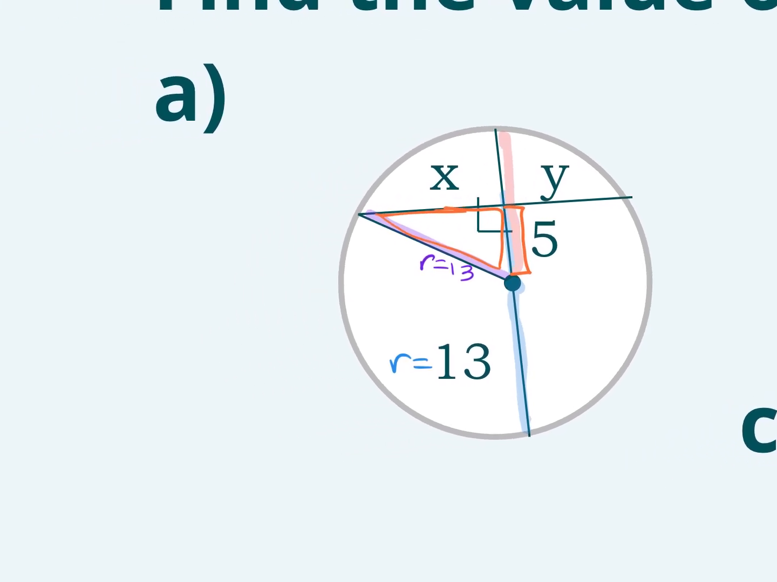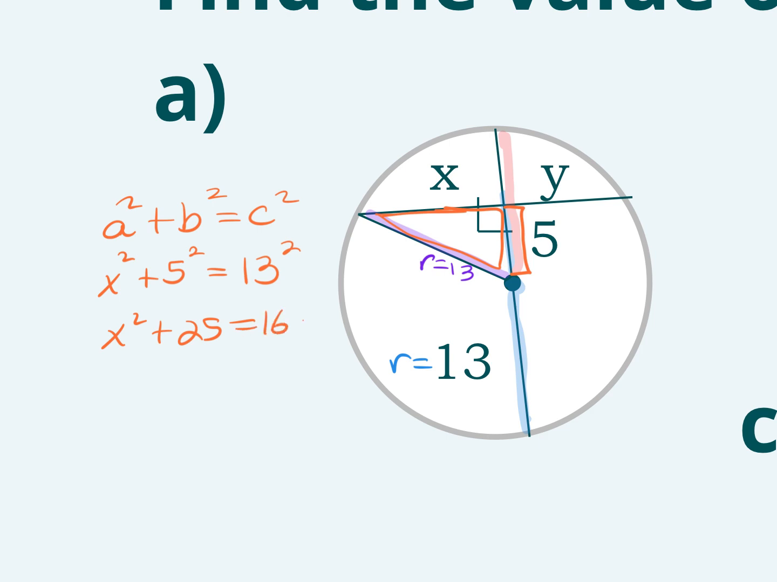So I'm going to do a squared plus b squared equals c squared. Remember, the c is always going to be the side across from the right angle, which is the radius, so it's going to be 13 squared. And then it doesn't matter if the 5 is the a or the b. So I'll just say the a is going to be the x, and then the b will be the 5. I need to square them.